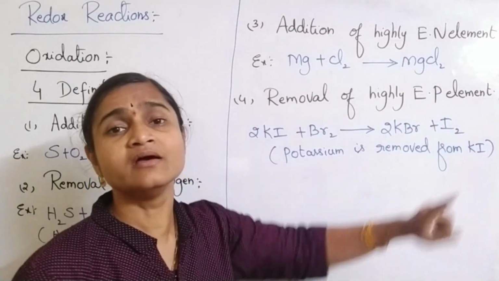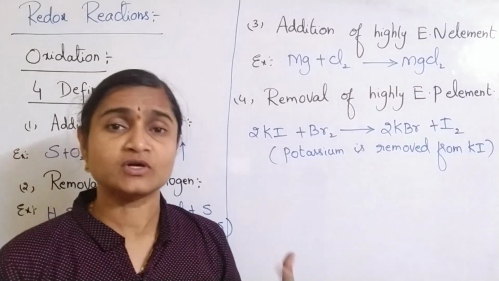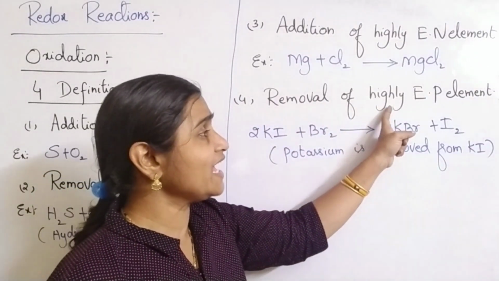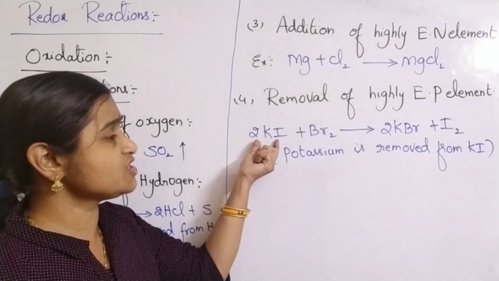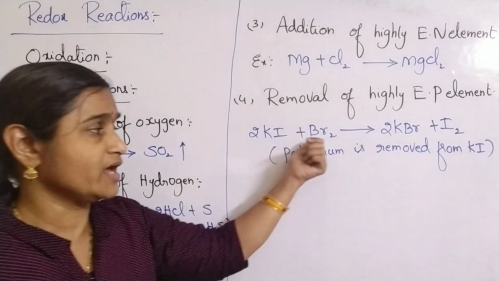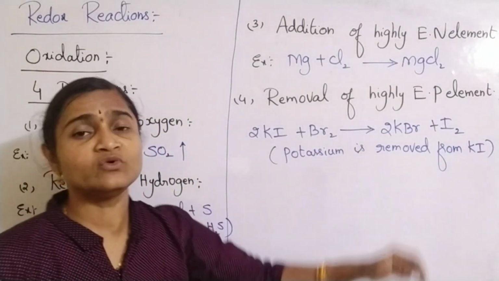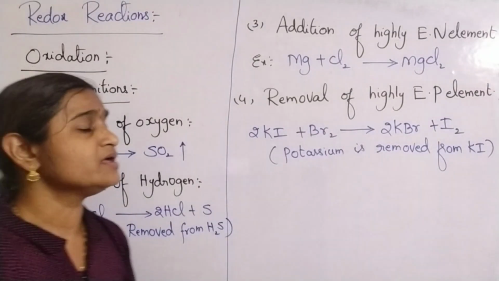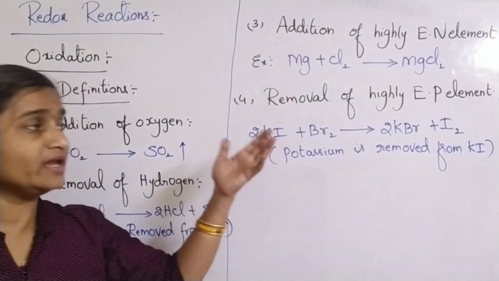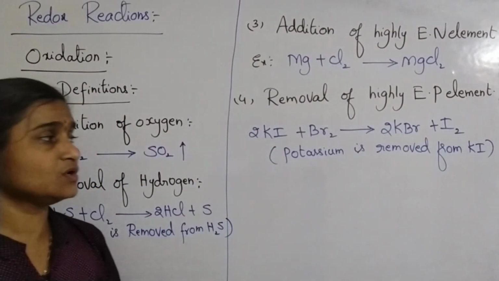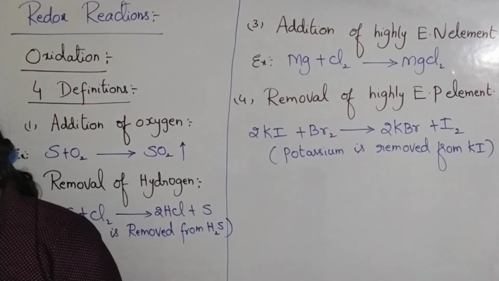And next, removal of highly electropositive element. I wrote here in short, EN means electronegative, EP means electropositive. Removal of a highly electropositive element is also called oxidation. So here KI means potassium iodide. When it reacts with bromine, it forms KBr plus I2. Potassium is removed from potassium iodide. Potassium is comparatively highly electropositive in comparison with iodine, bromine and so on. So removal of a highly electropositive element is also termed oxidation reaction.